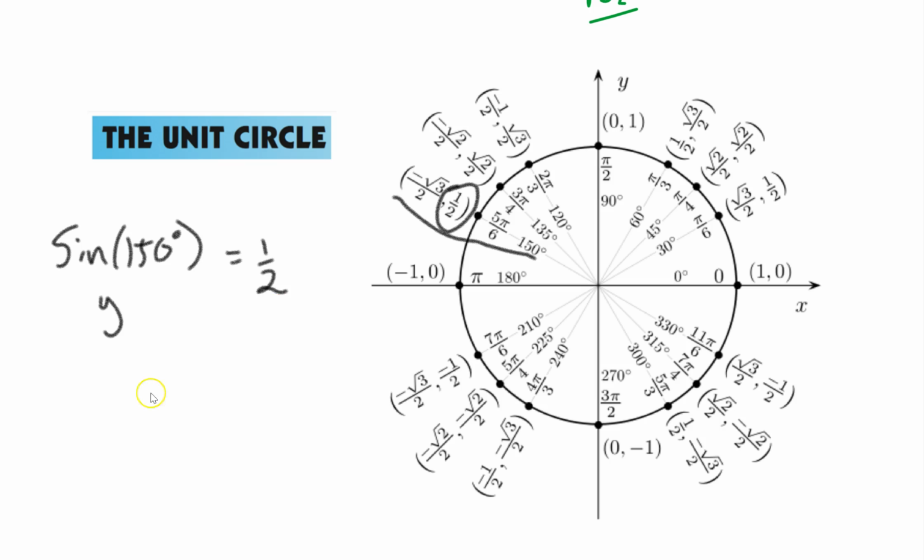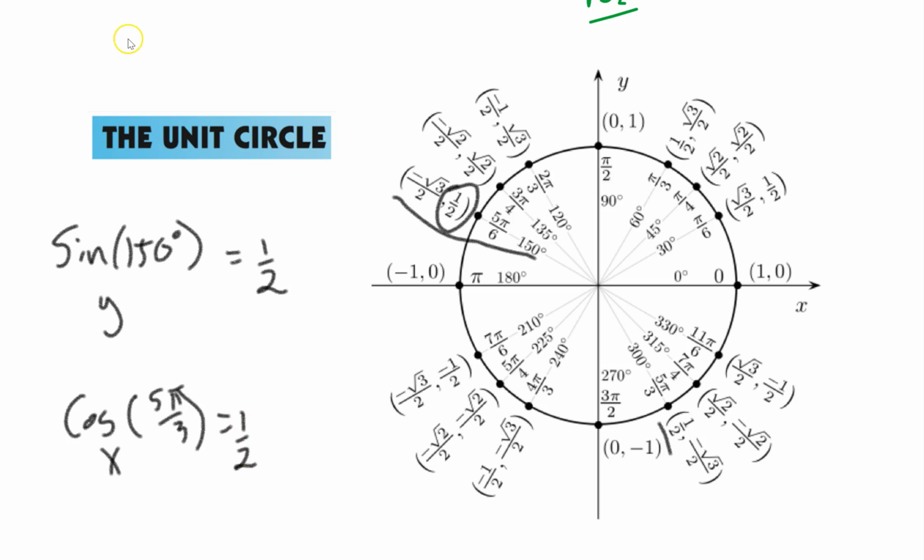Right? Same thing if I asked you, what is cosine of, let's see, 5 pi over 3. So I would go to 5 pi over 3, which is right here. Sine is the y, cosine is the x value. So at 5 pi over 3, you got the x value, which in this case happens to also be 1/2.